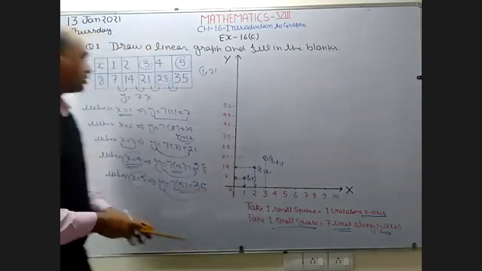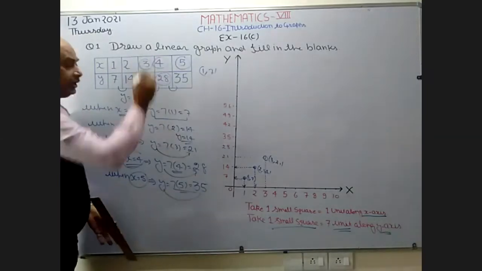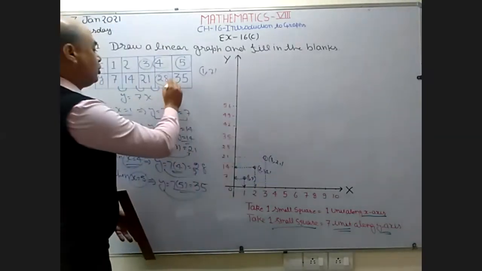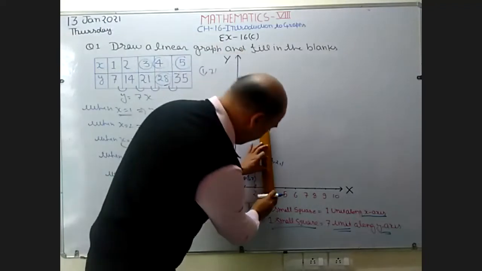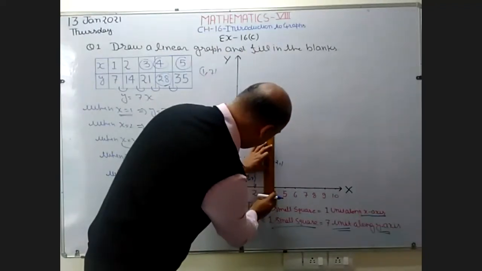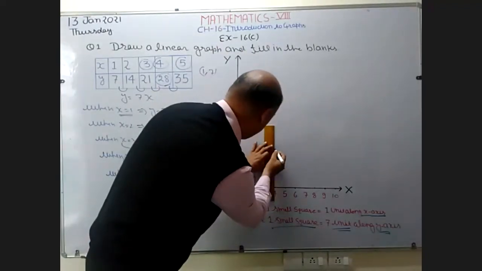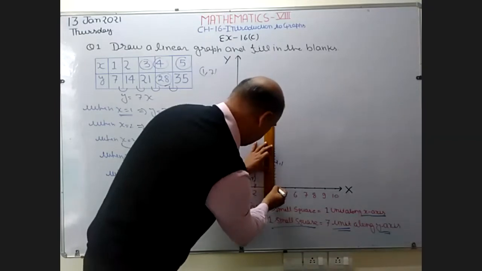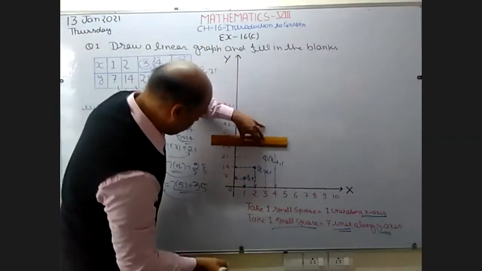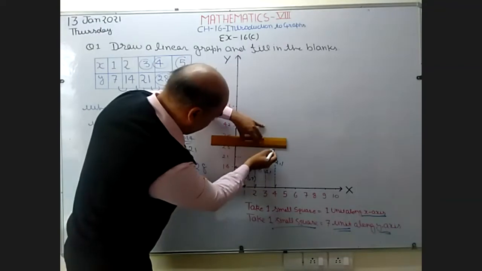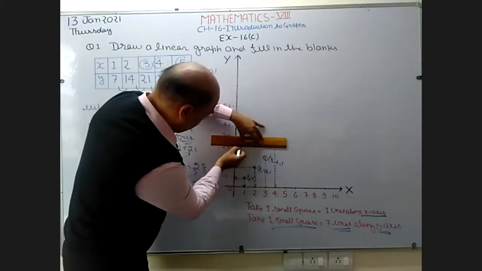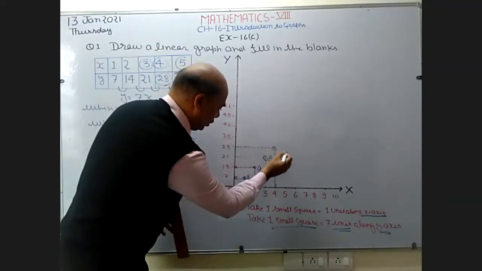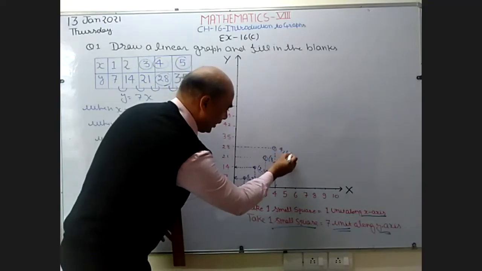Okay. Now the next one is x equal to 4. Take x equal to 4 and y equal to 28. Now take x equal to 4. So this is your 4 and this one is your 28. So this point is going to be represented by 4 and 28.